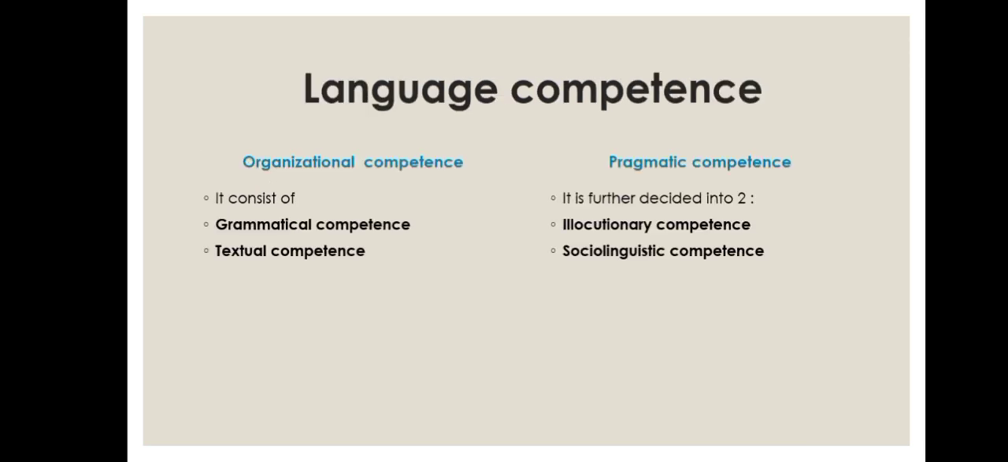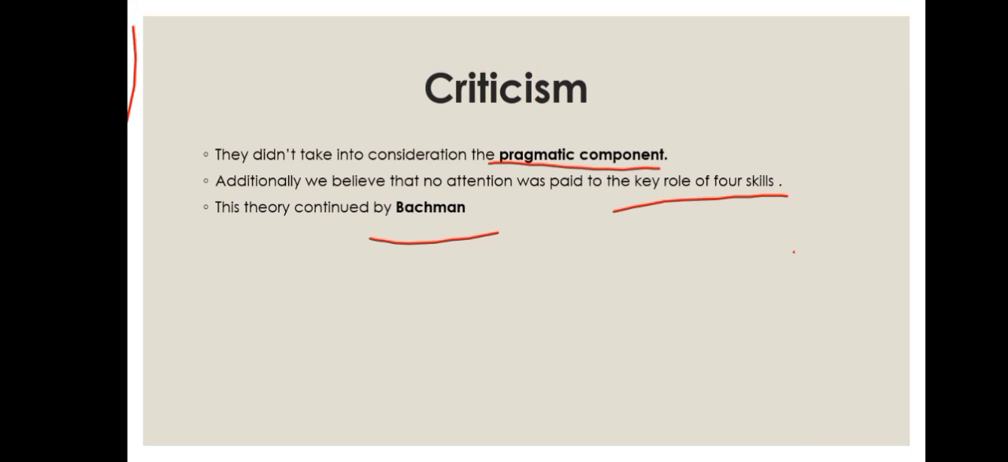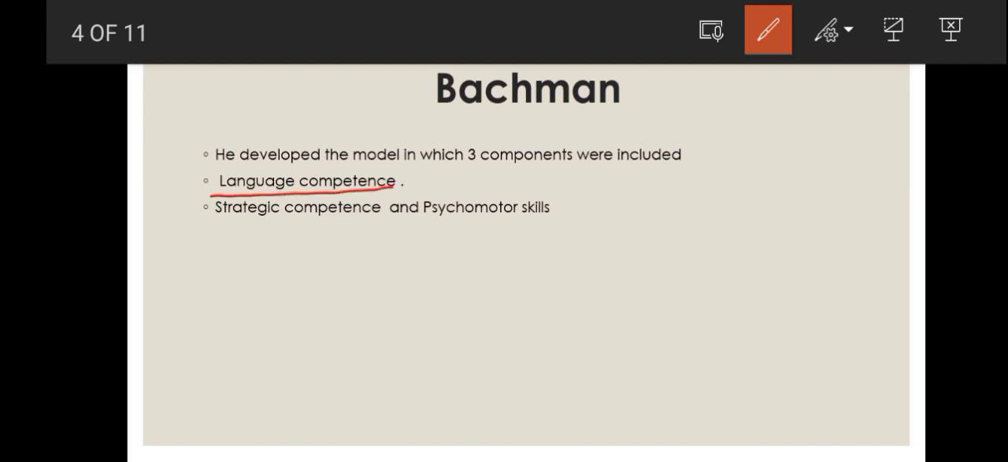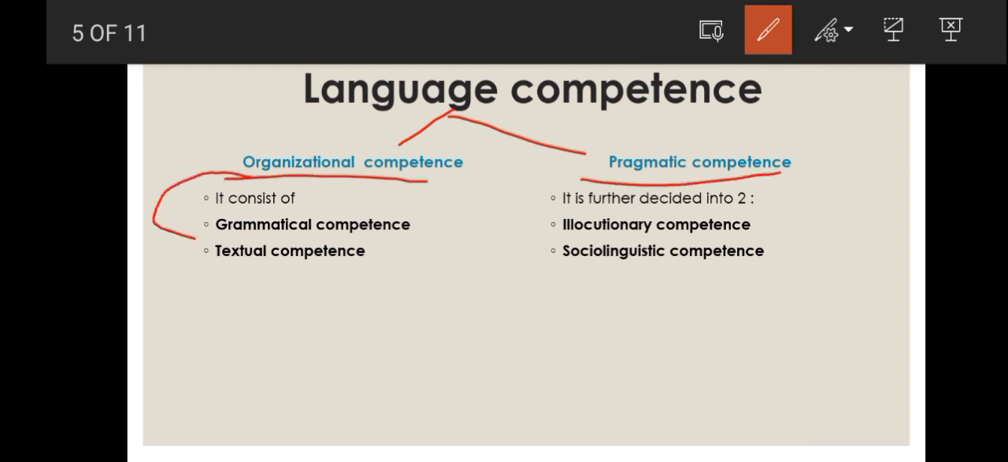Bachman said that he developed three components. I have mentioned three, but it included only two components. The first one is language competence, and the second is strategic competence and psychomotor skills. Language competence is further divided into two: organizational competence and pragmatic competence. Organizational competence is further divided into two: grammatical competence and textual competence.